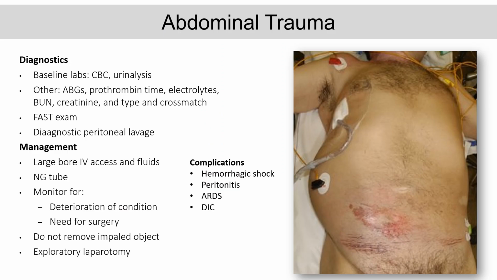Diagnostics, we're going to do our CBC. We can check the urine. ABGs, our bleeding times, electrolytes, pretty much a basic lab panel. A FAST exam is a focused abdominal sonography, which is a diagnostic tool during a trauma, so a FAST exam. And then we have diagnostic peritoneal lavage. That's where they insert a catheter in the side where they feel that there's some hemorrhaging or bulging, and they'll put a catheter in to kind of drain to see what that fluid looks like and possibly clean it out if necessary.